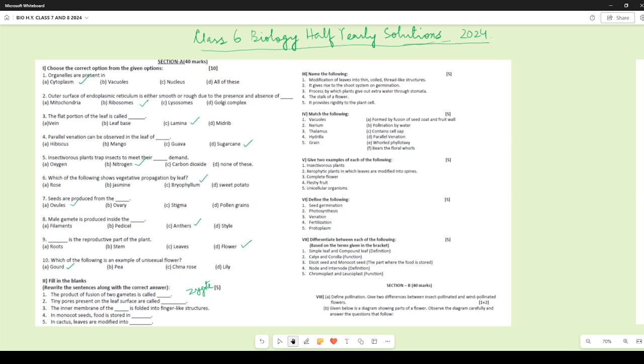Tiny pores present on the leaf surface are called stomata. The inner membrane of the mitochondria is folded into finger-like structures. In monocot seeds, food is stored in endosperm. In cactus, leaves are modified into spines. Now let us move up to this side.